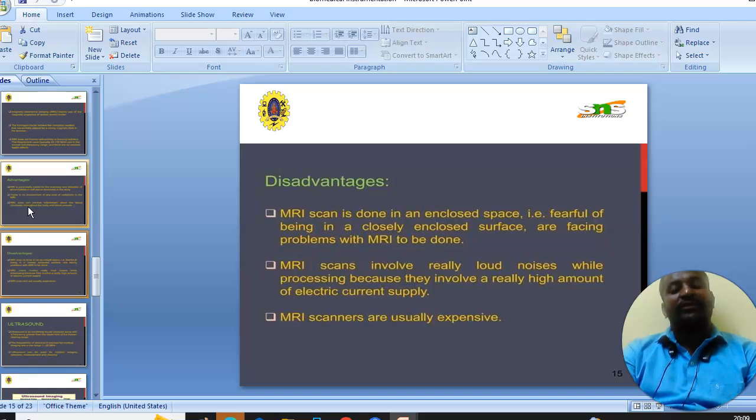Disadvantages of MRI: the MRI scan is done in an enclosed space, so people fearful of being in a closed space may face problems. MRI scans also involve really loud noises during processing because they involve a very high amount of electric current supply. MRI scans are usually expensive.